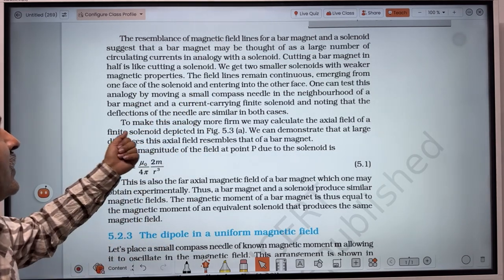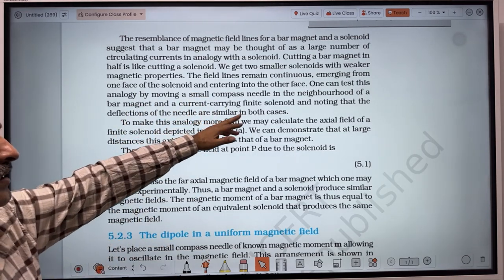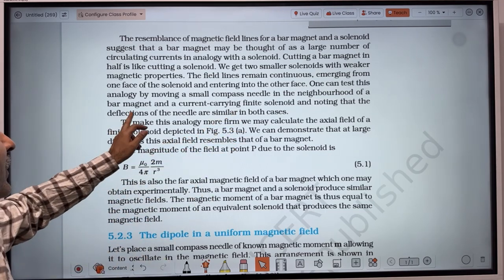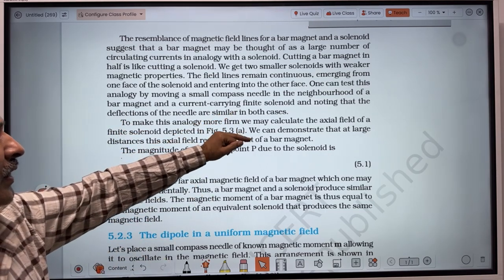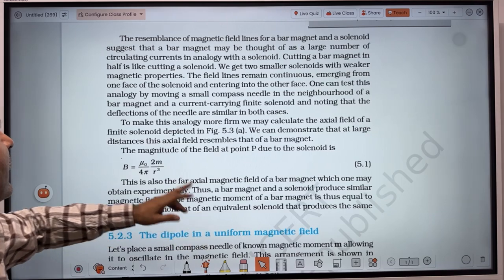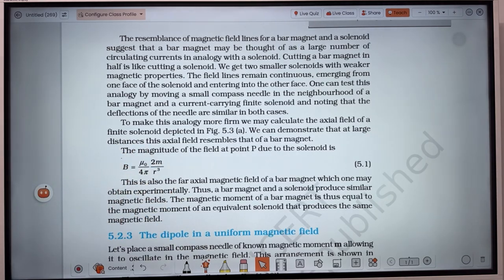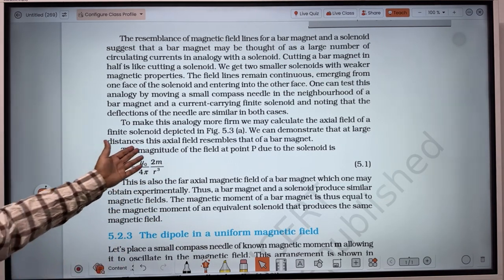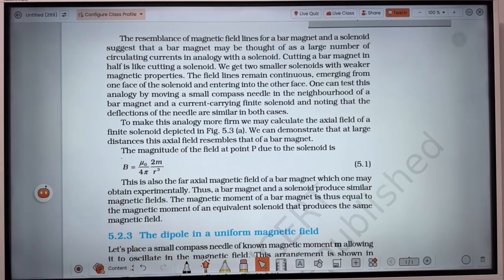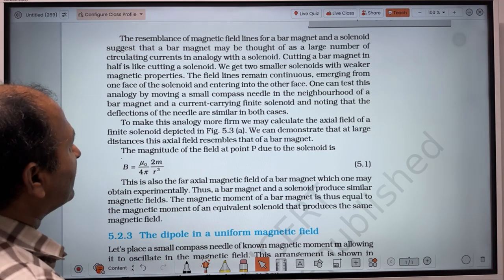One can test this analogy by moving a small compass needle in the neighborhood of the bar magnet and a current carrying finite solenoid, and noting that the deflections of the needle are similar in both the cases. To make this analogy more firm, we may calculate the axial field of a finite solenoid depicted in this figure.